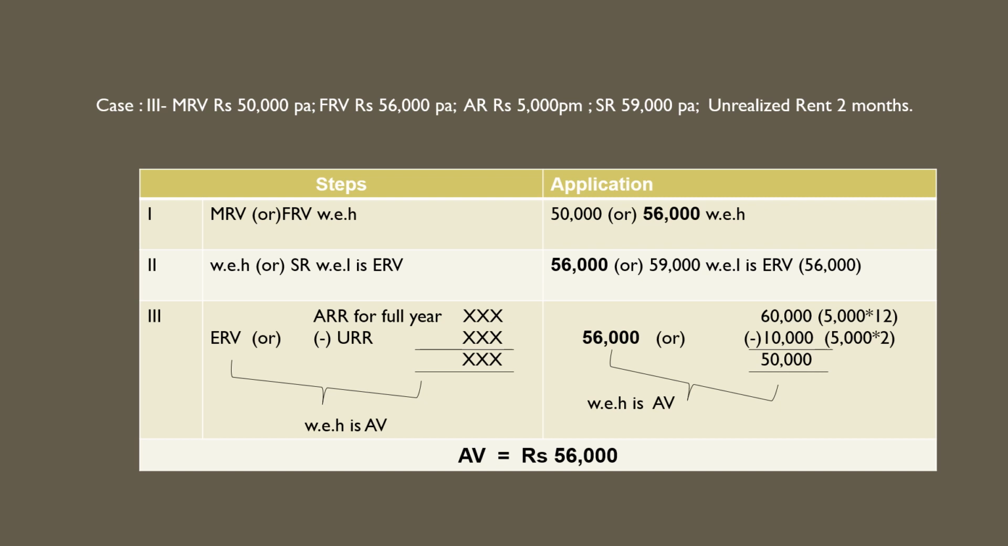So the basic difference between vacancy and unrealized rent is that in vacancy, the loss due to vacancy is deducted after comparing. But in unrealized rent, the loss due to the unrealized rent is deducted and then it is compared. So there is the difference. So here in this case, the annual value is 56,000.